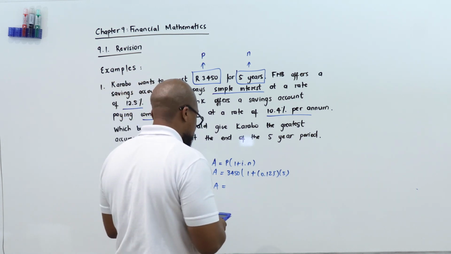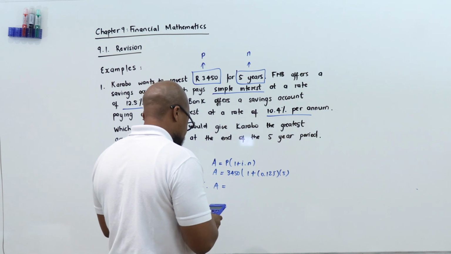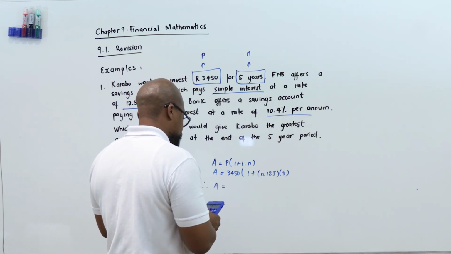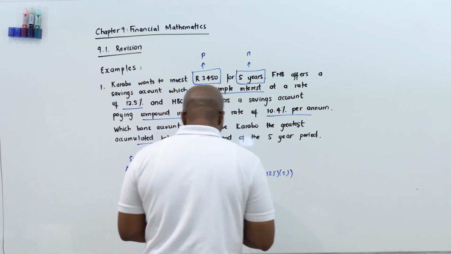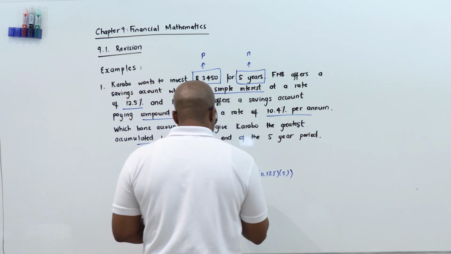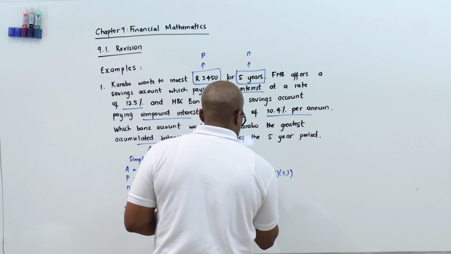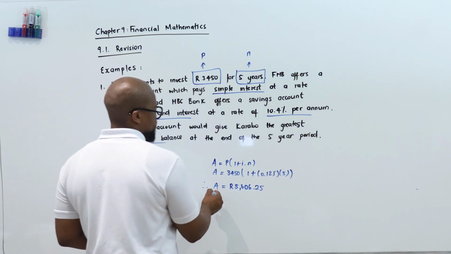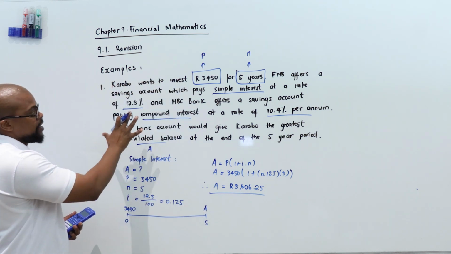So let us do that. We've got 3,450 in bracket 1 plus 0.125, multiplied by 5, close brackets. And that gives us an amount of 5,606.25. So that is what Karabo is going to have as a balance in 5 years' time if she invests her money with FNB.